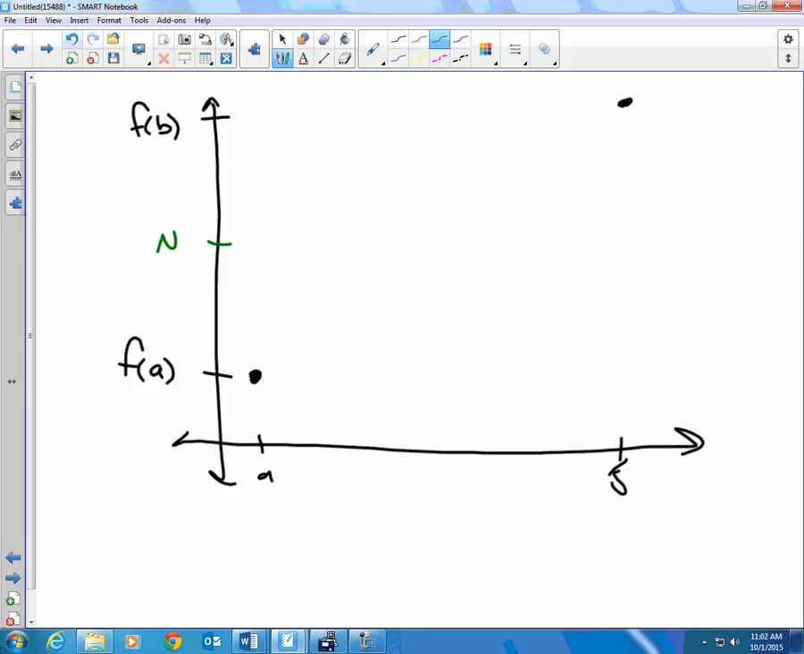Great. All right. So what I'm going to try to do is draw a continuous function from f of A to f of B, but I don't want to ever achieve a height of n. Think I can do it? What do you think, Annika? Do you think I can do it? You do. I like the way you think.